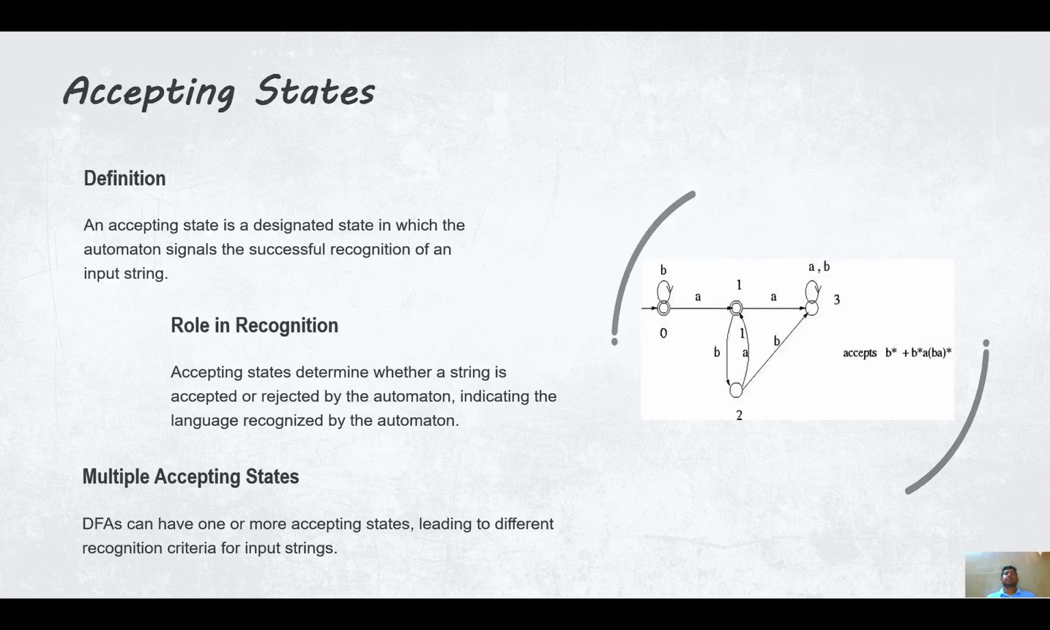Accepting states. Definition, role in recognition, multiple accepting states. Definition. An accepting state is a designated state in which the automaton signals successful recognition of an input string. Role in recognition. Accepting states determine whether a string is accepted or rejected by the automaton, indicating the language recognized by the automaton. Multiple accepting states. DFAs can have one or more accepting states, leading to different recognition criteria for input strings.